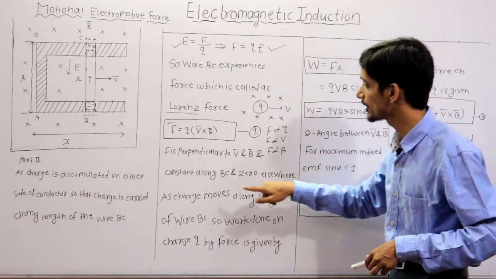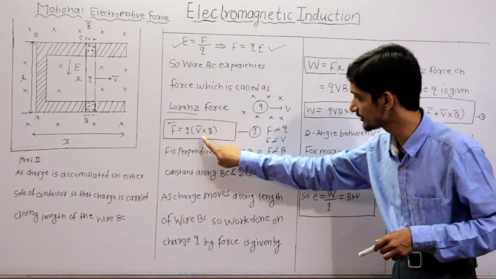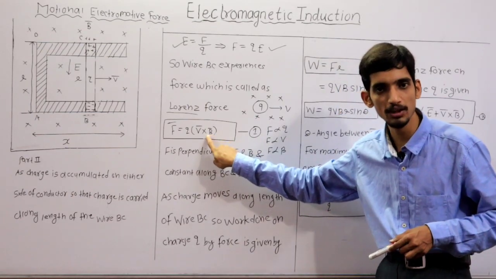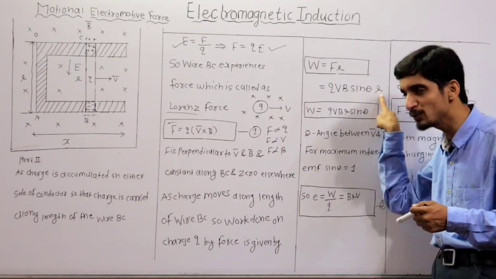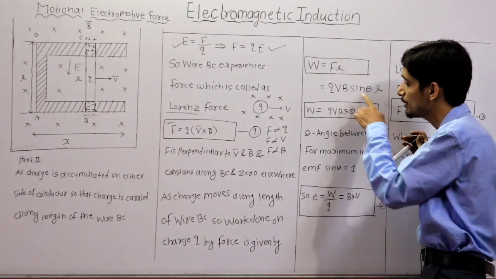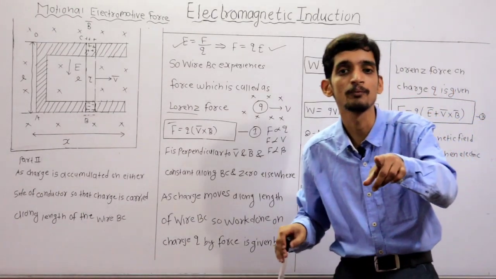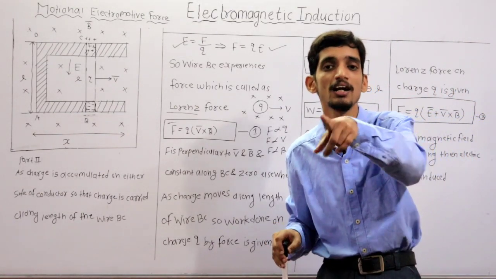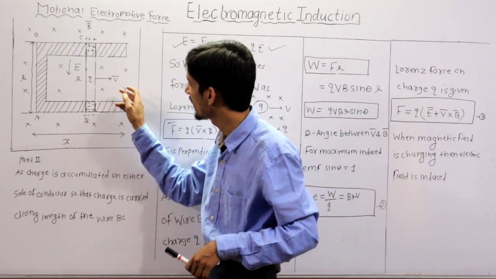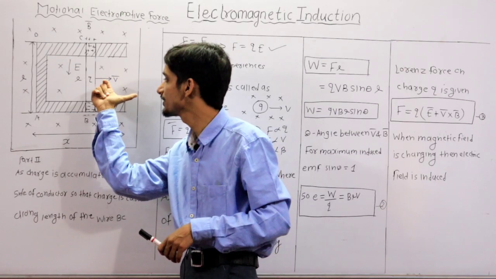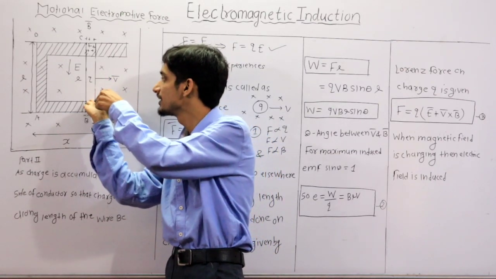Now, as I know that F is equal to QVB, but this is actually the cross product of V bar cross B bar. So magnitude wise it can be written as QVB sin theta into L. From where does this VB sin theta come? It is a cross product. That's why theta is the angle between the velocity vector and the magnetic field. So in this case, velocity is to the right side and the magnetic field is inside.